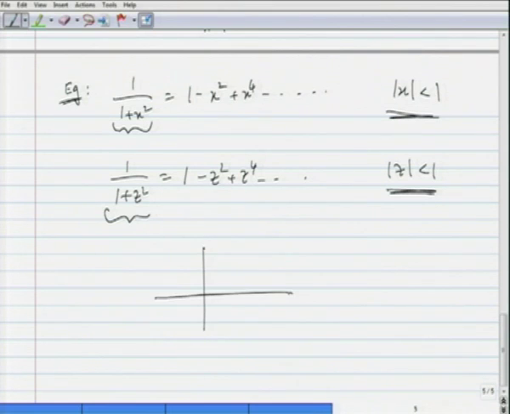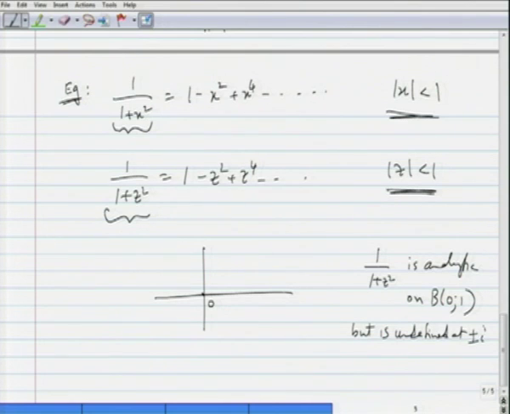What I mean by that is, around 0, you notice that 1 by 1 plus z squared is analytic on B(0, 1), but is undefined at plus or minus i. The denominator actually becomes 0. So, i and minus i here actually act as a barrier for the expansion of the power series around 0. So, this series really does not extend beyond this disk of radius 1.